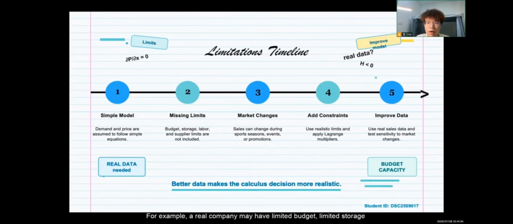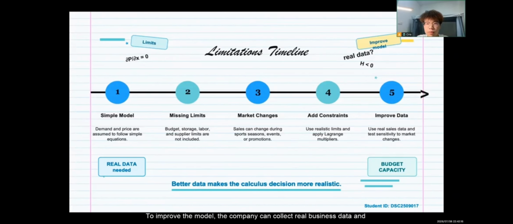For example, a real company may have limited budget, limited storage space, limited workers, or supply limits. These constraints may prevent the company from producing exactly 104 jerseys and 148 pairs of sports shoes every week. Third, the model uses assumed data. It is useful for showing the method, but a real sports business should use actual sales data and cost data.